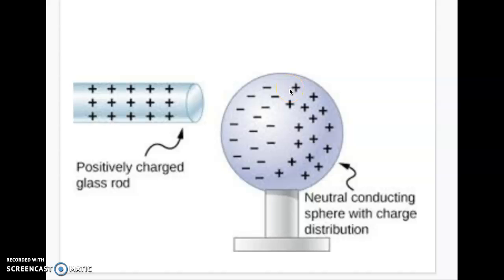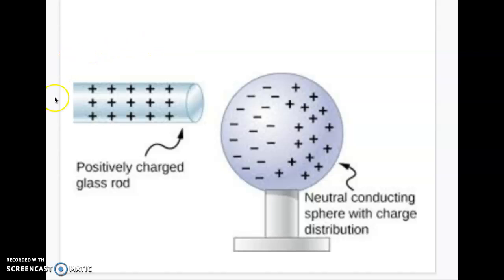Now, seconds ago, this object here was neutral. It has the same number of positives as it does negatives, but what normally happens is they are evenly distributed. The negative charges are free to move, not flow. They're not leaving the sphere, but they are free to readjust themselves within the sphere.